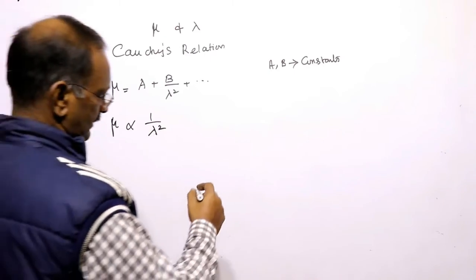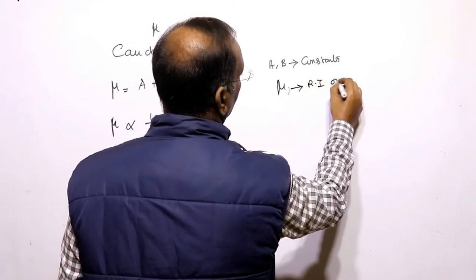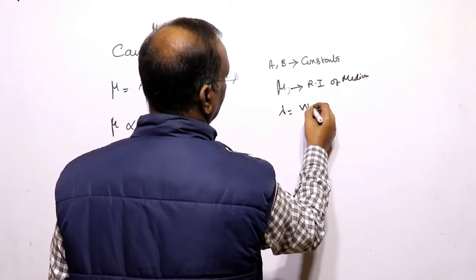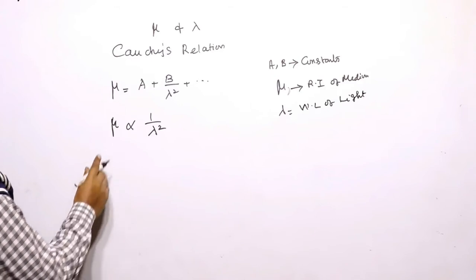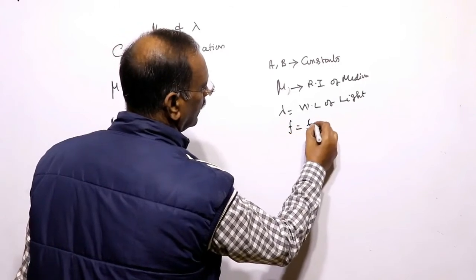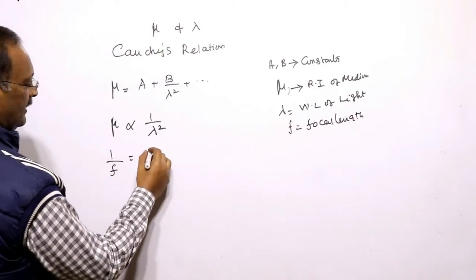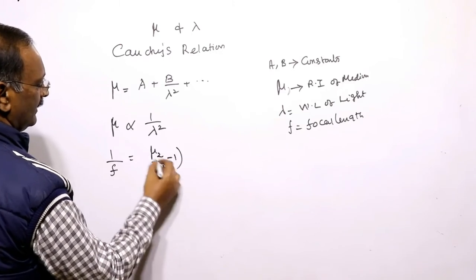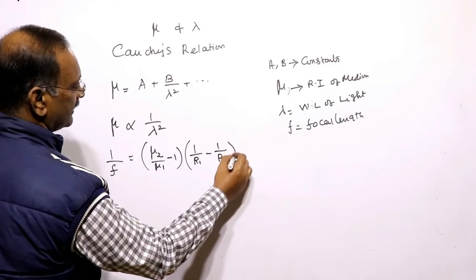Here mu m is the refractive index of the medium, and lambda is the wavelength of light. And we know by the lens maker's formula, the focal length: 1 by f is equal to the refractive index of the denser medium by the refractive index of the rarer medium minus 1, into 1 by the radius of curvature of the first surface minus 1 by the radius of curvature of the second surface.